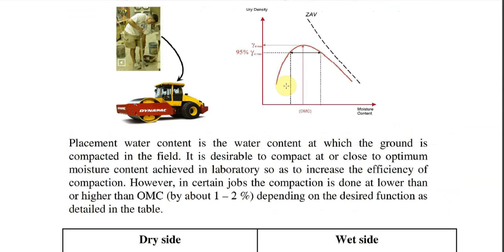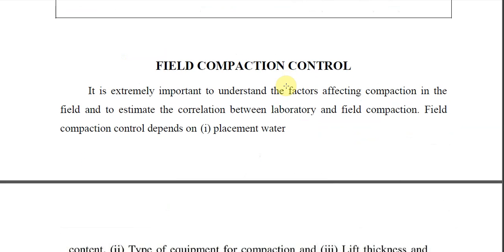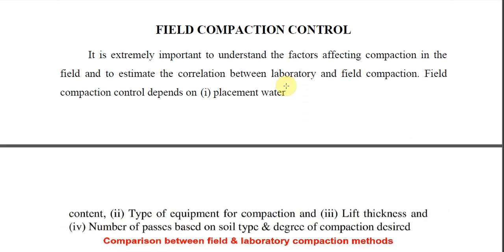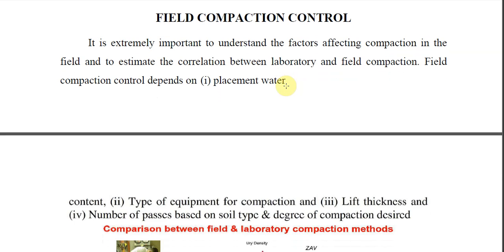Now, yesterday we saw what were the factors that were affecting the compaction of the soil. There are some other factors which affect the compaction of the soil when we are compacting in the field. When we are compacting in the field, the factors that affect the compaction are placement water content, that is the water content of the soil which is being compacted.